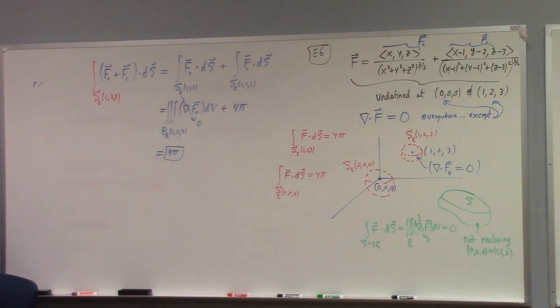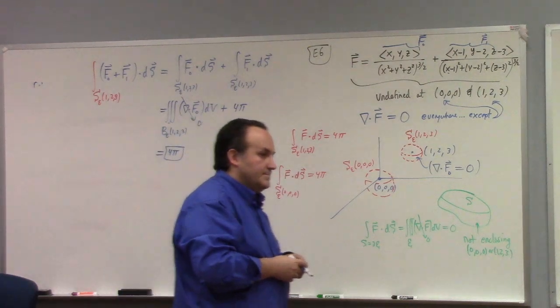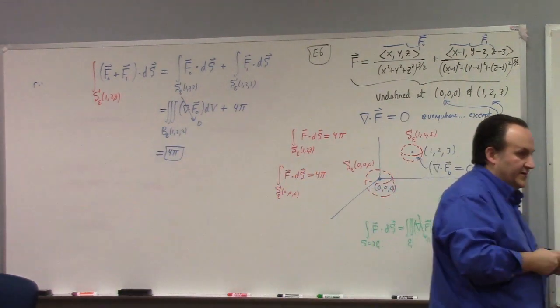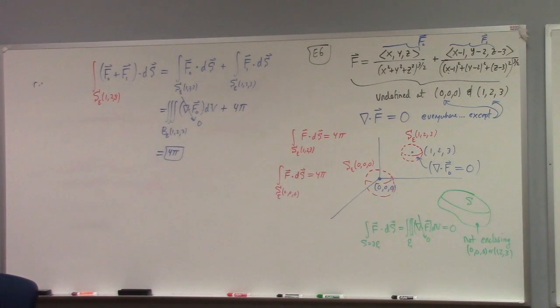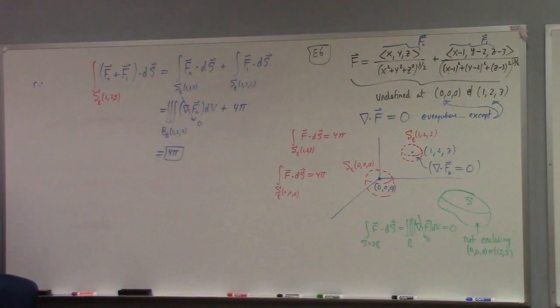What I'm showing you right now is the mathematical justification of Gauss's law, essentially, for two charges. So what if you have a surface which includes both the origin and 1, 2, 3? What happens then? My picture is about to get really busy, so my apologies, and hideous, too.